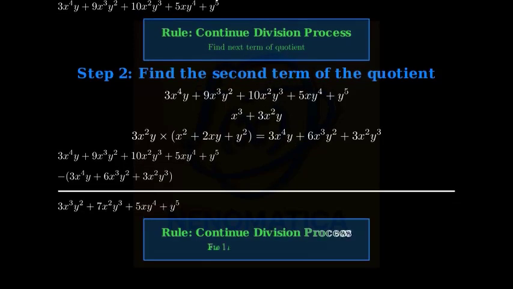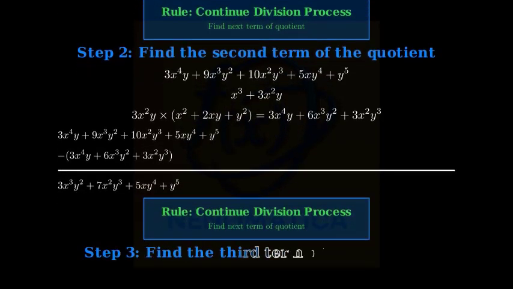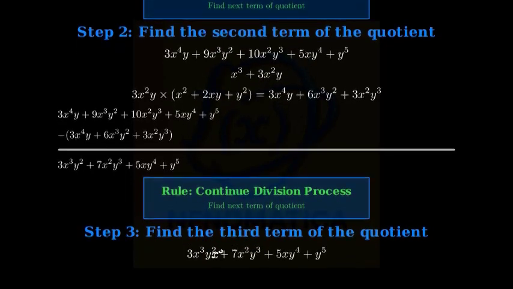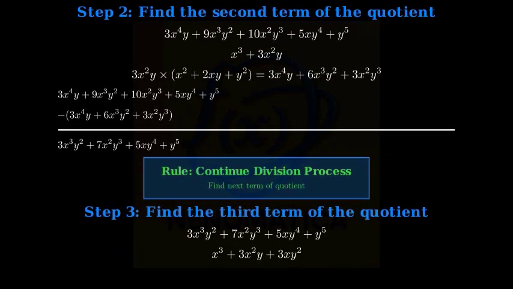We bring down the result of our subtraction: 3x cubed y squared plus 7x squared y cubed plus 5x y to the fourth plus y to the fifth. Again, we determine what to multiply the first term of the divisor, x squared, by to get the first term of our new polynomial, 3x cubed y squared. We need to multiply x squared by 3xy squared to get 3x cubed y squared. So our third term in the quotient will be 3xy squared.